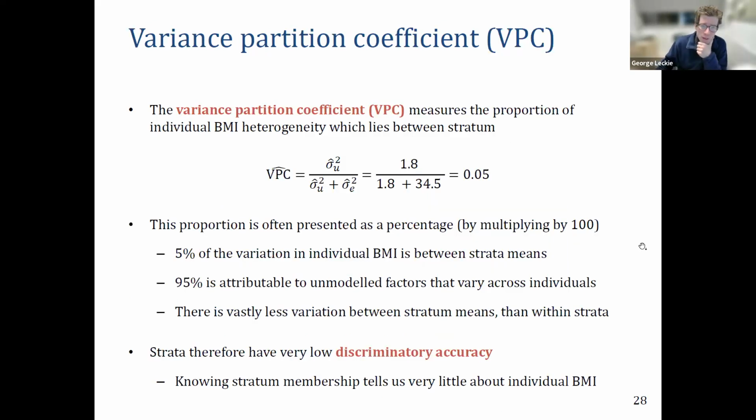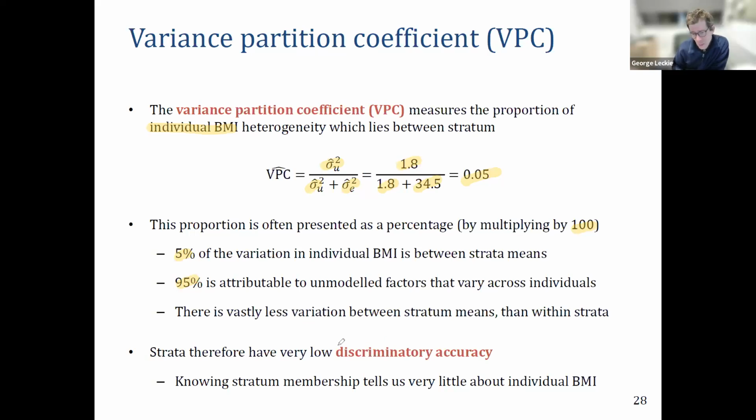On this slide, we are formalizing the VPC. I've already done this calculation. We're just dividing the between stratum variance, the point estimate of 1.8, by the summation of the between and within, which is 1.8 plus 34.5. You do the maths, it comes out as 0.05. So the proportion is 0.05 of the variation in the outcome, individual BMI. That's often multiplied by 100 to express as percentages. And so you can say 5% of the variation in individual BMIs is between the stratum means, 95% within.